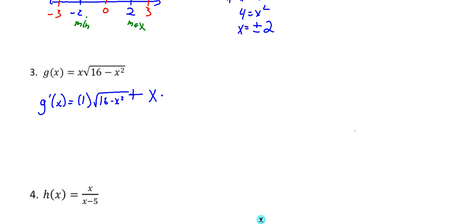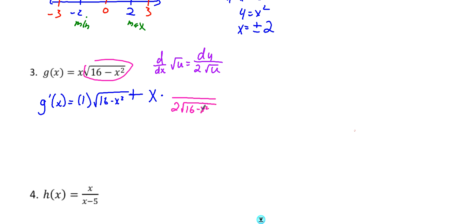I'm going to use this equation. d over dx of the square root of u is equal to du over 2 square root of u. So that's the formula I'm going to use for this next derivative. Which means that I'm going to get 2 square root of 16 minus x squared on the bottom. And on top is the derivative of this, which is negative 2x.